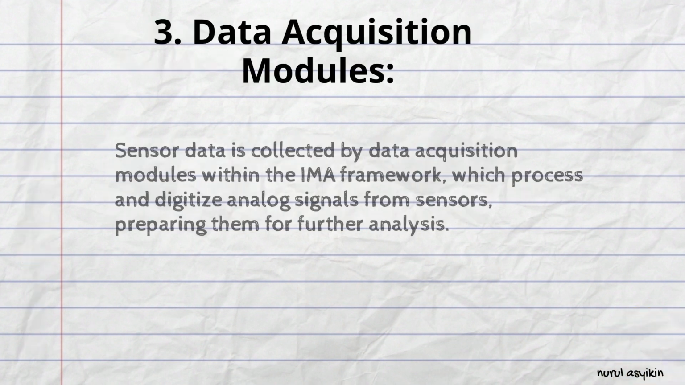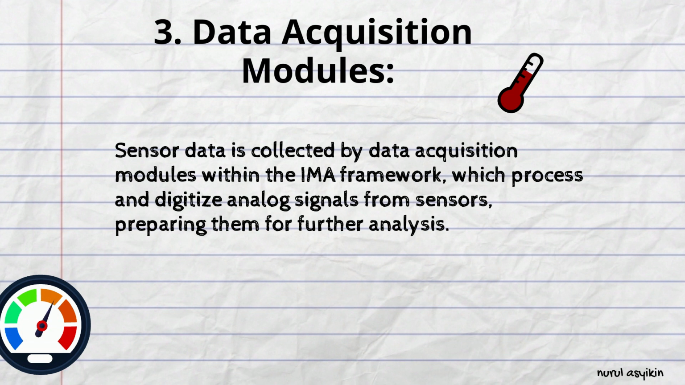Next, we will see how data acquisition modules work to monitor bleed air. As a component of the IMA architecture, data acquisition modules gather sensor data by digitizing and processing analog signals from sensors in order to make them ready for additional analysis.